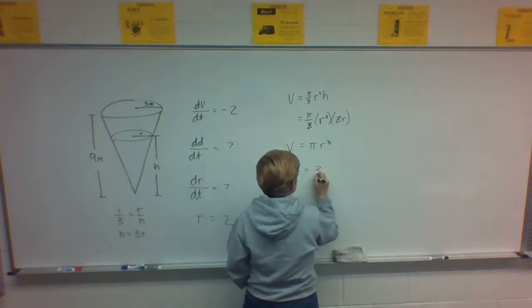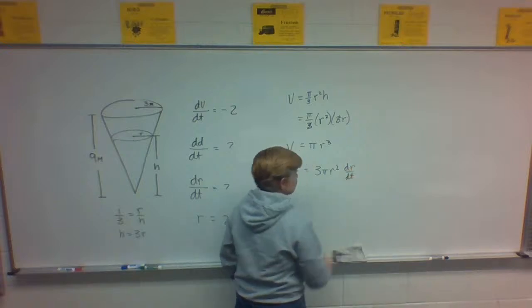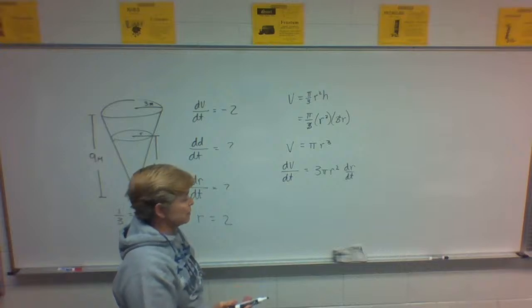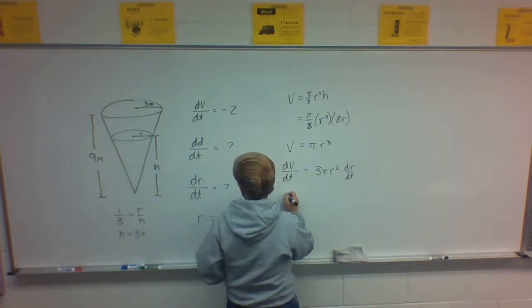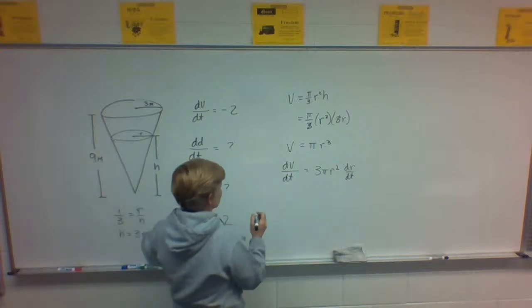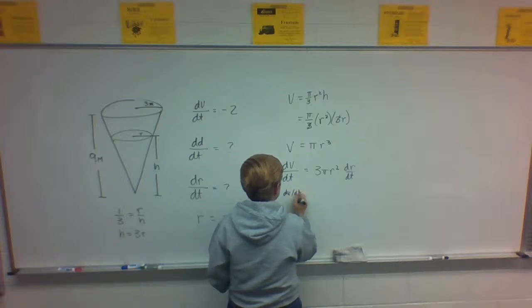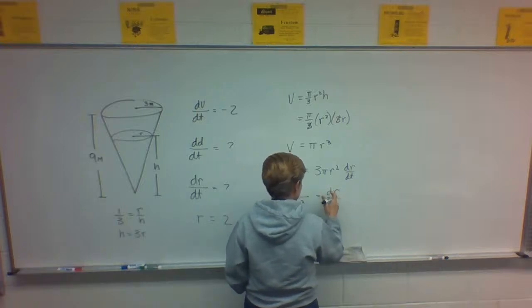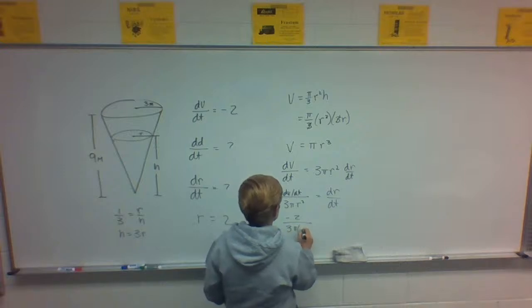dV/dt is going to be 3 pi r squared dr/dt. Yeah? Don't forget everything has to be differentiated with respect to t, which is time. Okay, so now remember, I'm trying to find dr/dt, and I will reconcile that with the change in the diameter in just a minute. So I have dV/dt divided by 3 pi r squared, and that will be dr/dt. I like to solve for what I want to find first, and then I'm going to plug the things in. This will be negative 2 over 3 pi times 2 squared.